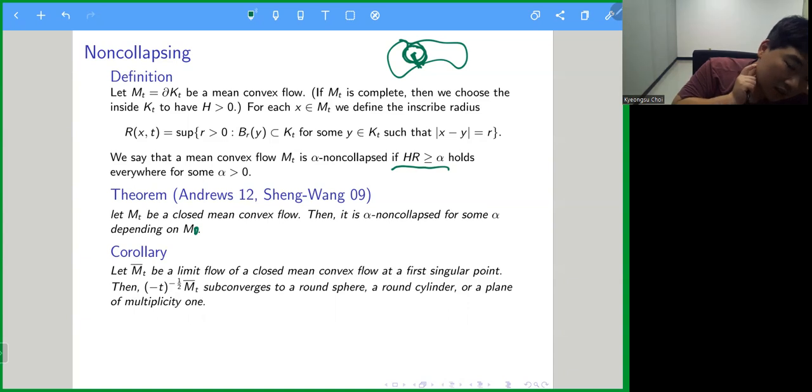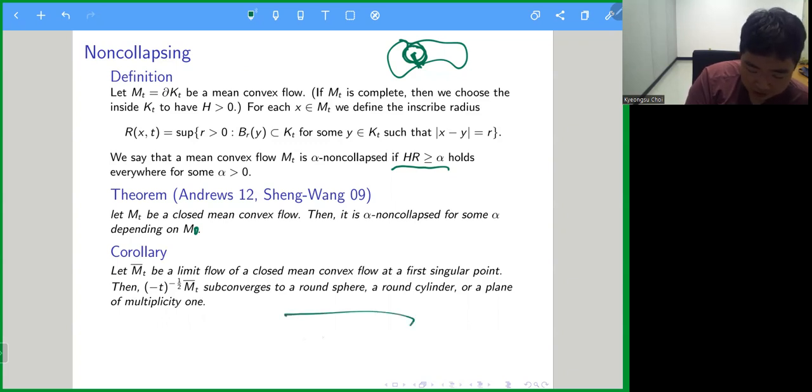So if you consider the blow-ups of this flow, they have a uniform alpha. So in the blow-up limit, the limit ancient flow must also be alpha non-collapsed. So this non-collapsedness allows us to exclude the multiple plane case.